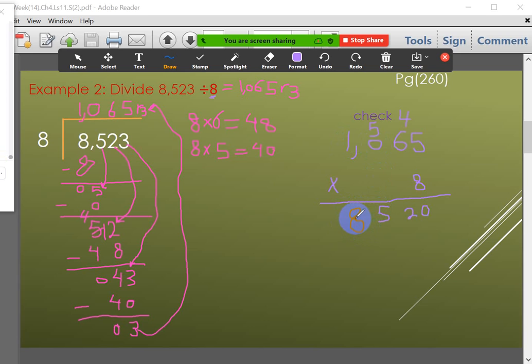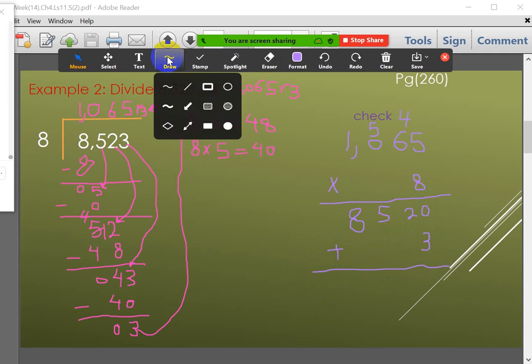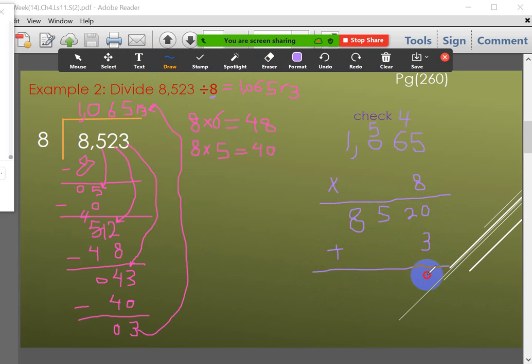Okay. This is the check? No, I have a remainder with me. So if I have a remainder, I have to add the remainder to this answer. I have the remainder. It's okay, Kayan. So I have to add the remainder to this product. So add the remainder. 0 plus 3 equals 3. And I will keep the same tens, the same hundreds, the same thousands.